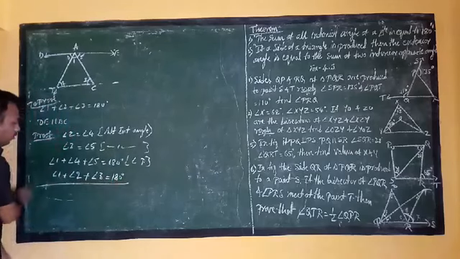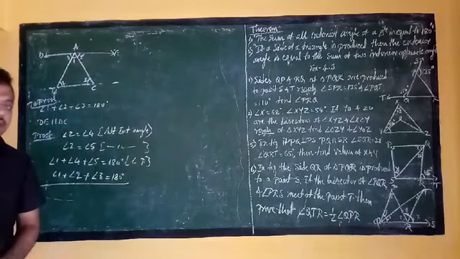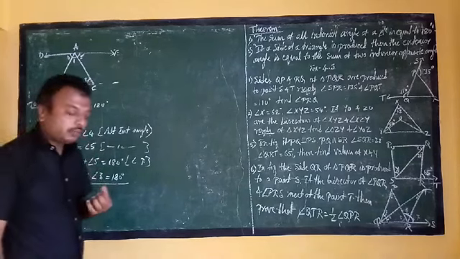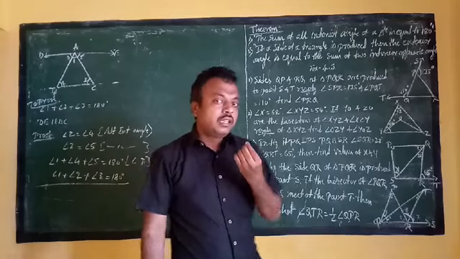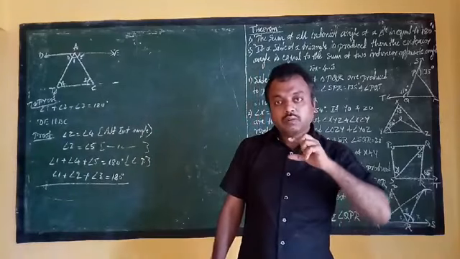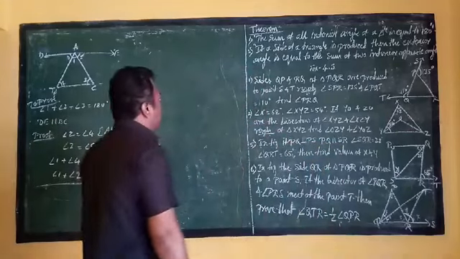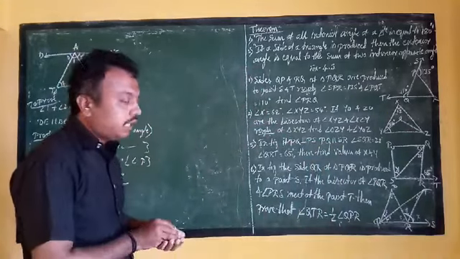So now our proof is correct. Angle 1 plus angle 2 plus angle 3 is equal to 180 degrees. The angle sum property means, see here, very simple: in any triangle, you can take any triangle, the sum of all three interior angles equals 180 degrees. Got it? Next, the second theorem, the exterior angle property.